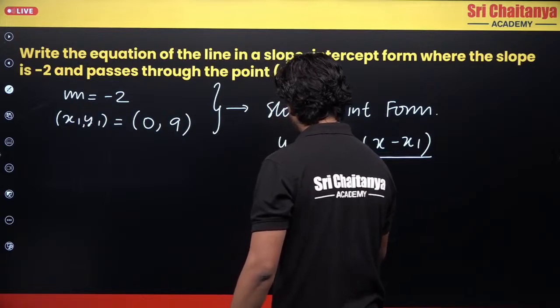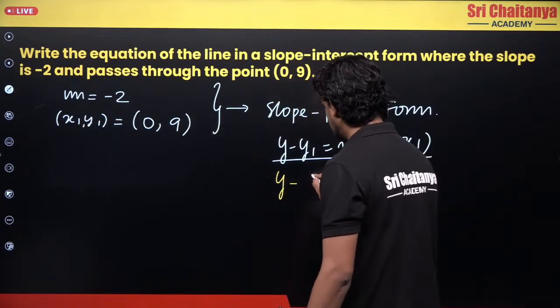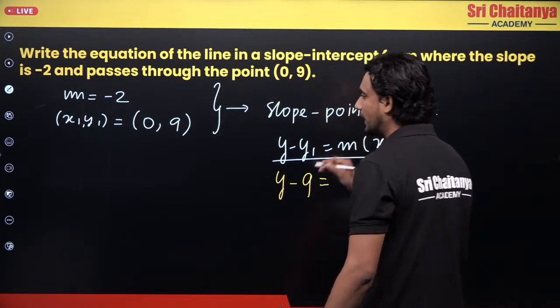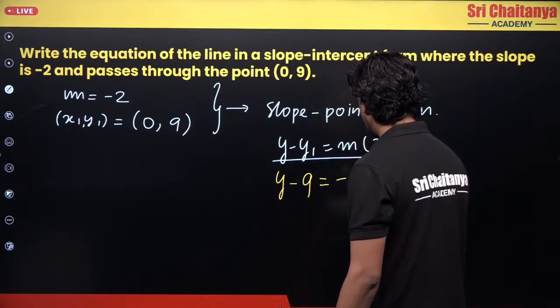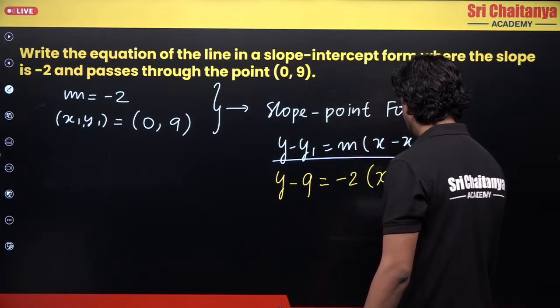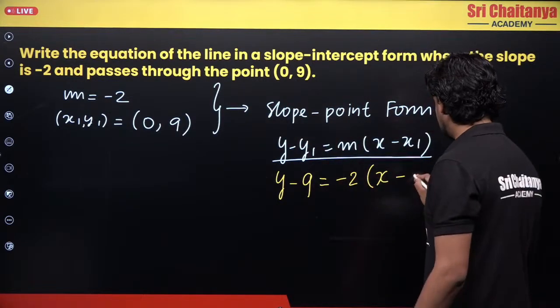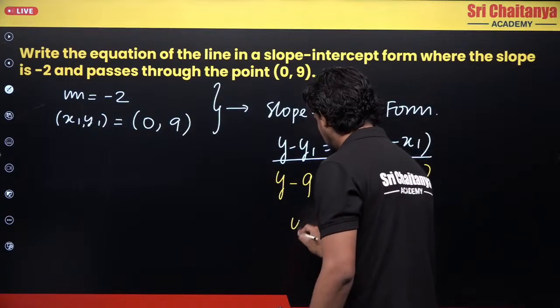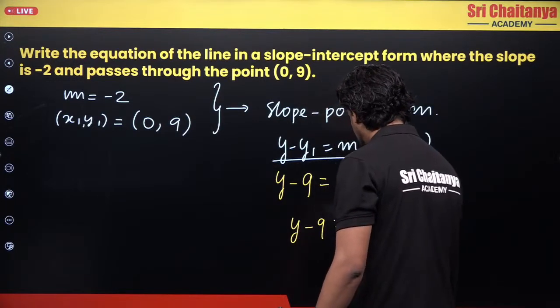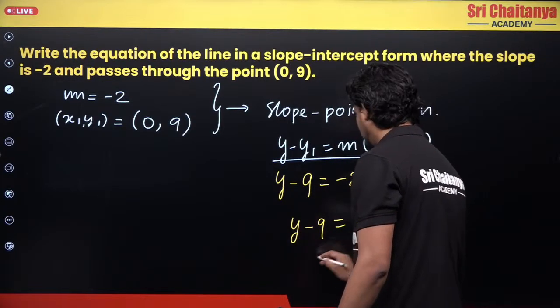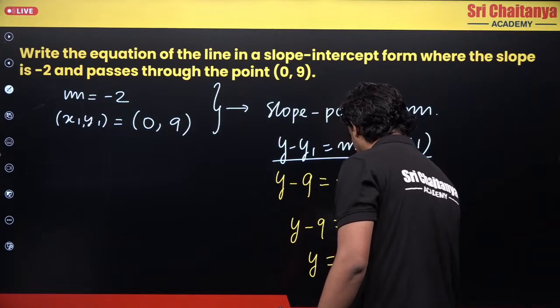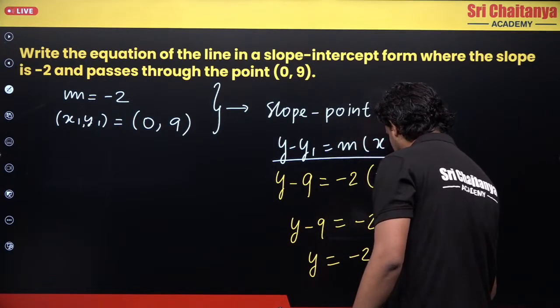I get y minus y1. What is y1? y1 is 9, is equal to m. What is m? m is -2. x minus, what is x1? x1 is 0. So what do I get? I get y minus 9 is equal to -2x, and I'll get y is equal to -2x plus 9.